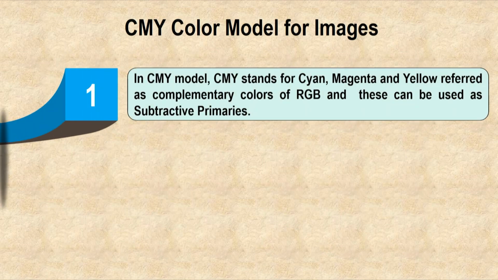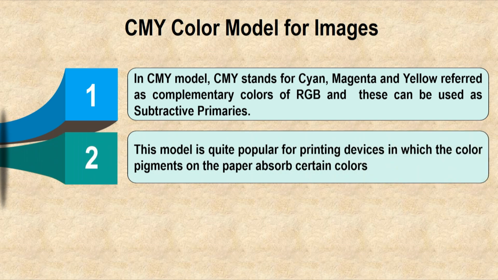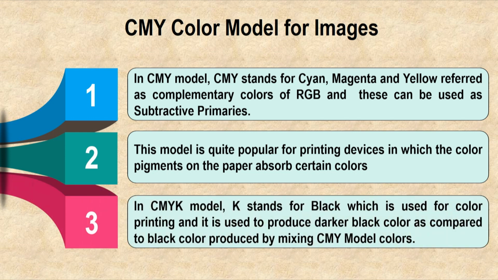CMY color model for images. In the CMY model, CMY stands for cyan, magenta and yellow, referred to as complementary colors of RGB, and these can be used as subtractive primaries. This model is quite popular for printing devices, in which the color pigments on the paper absorb certain colors. Further, in the CMYK color model, K stands for black, which is used for printing to produce a darker black as compared to the black produced by the CMY colors.